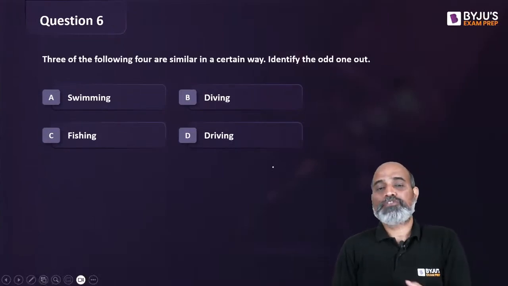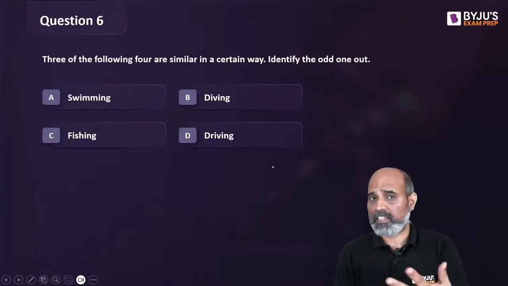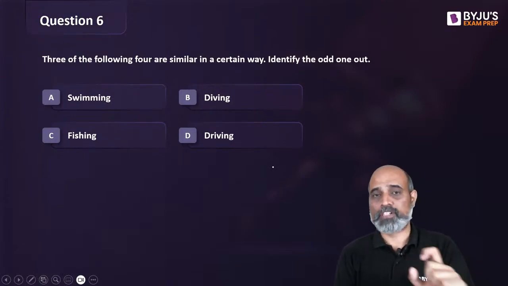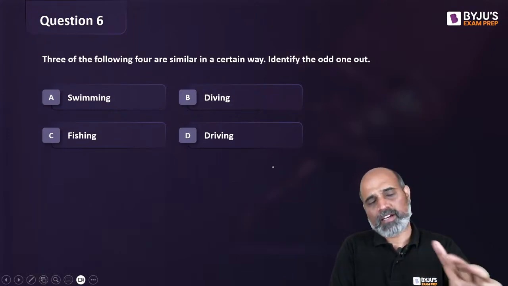3 of the following 4 are similar in a certain way. Identify the odd one out. So it has got nothing to do with encoding, decoding. It has got nothing to do with pair of words, antonym, synonym, something like that. इन 4 words में से एक अलग होगा.